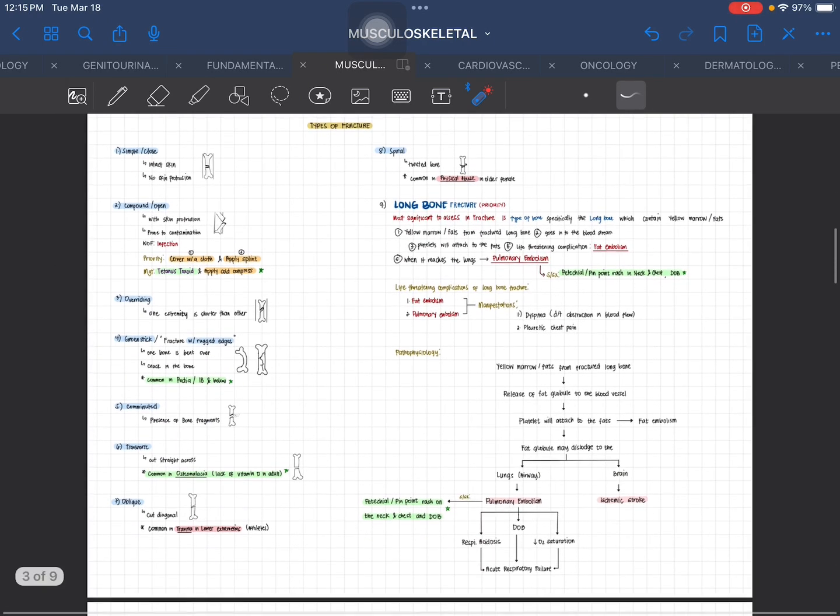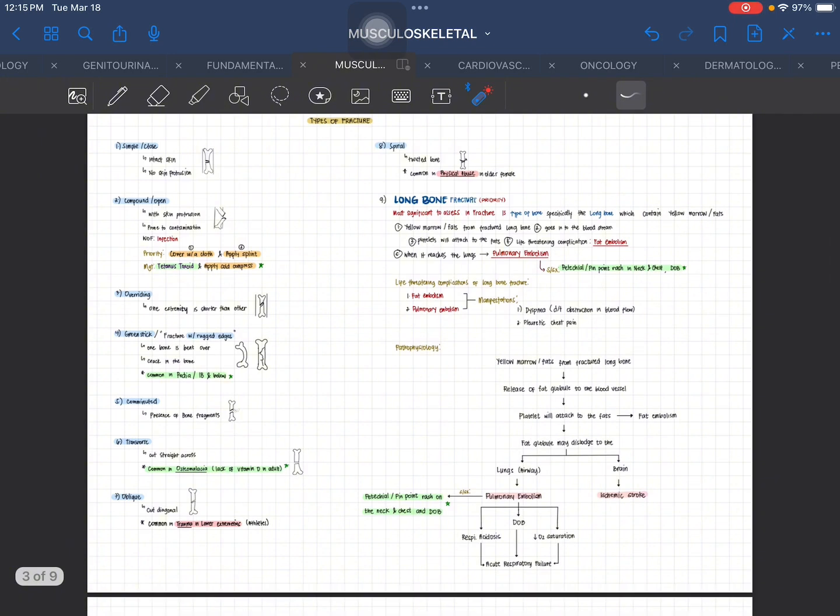Ang green stick is pedya. Green stick ay may rugged edges. Yung spiral, common siya sa physical abuse. Spiral fractures common sa mga physical abuse sa older females. And yung transverse, yan yung straight ang hiwa, cut straight across, common in osteomalacia patients.